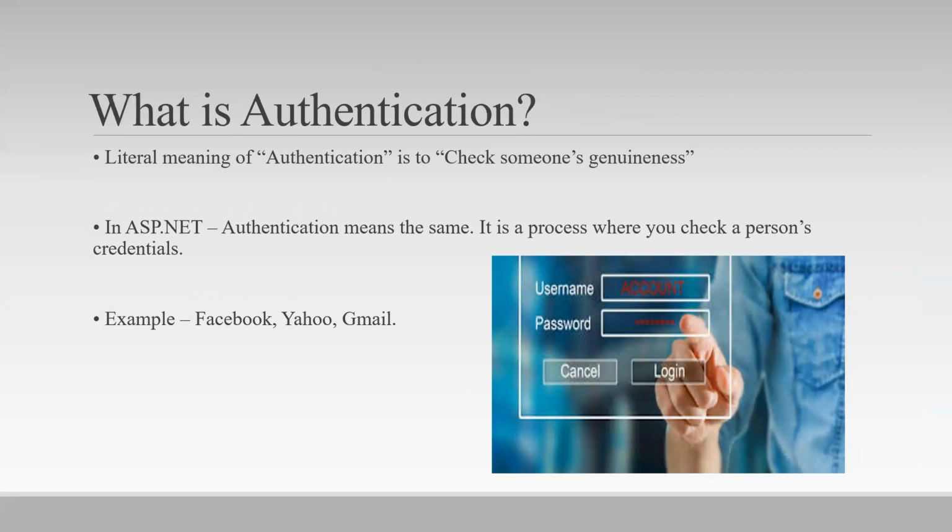What is authentication? The dictionary meaning of authentication is to check someone's genuineness, like whether the person is genuine or not. In ASP.NET, authentication means the same. It is a process where you check a person's credibility, the credentials, the username and password. You might have seen when you create a Facebook account or a Yahoo or Gmail or any other account, and when you try to log in, it will ask you the username and password. Those usernames and passwords are basically the user's credentials.